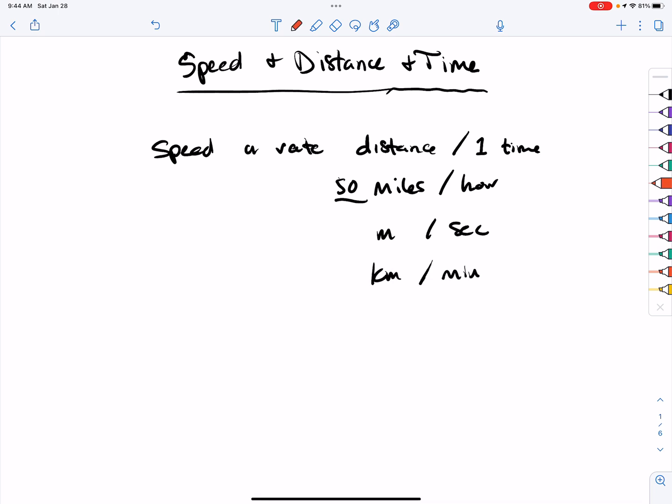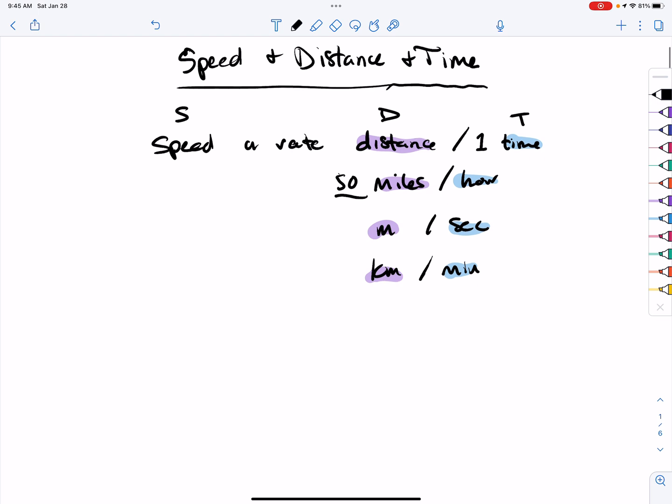But no matter what, you always have some sort of unit for distance. So miles, meters, kilometers, centimeters, feet, yards, any of those, per some unit for time. So we have hours, seconds, minutes, days, years. Again, any of those units. So it's like a unit rate for those distances. And so as you can see, there is definitely speed, distance, and time. Those three pieces of information have a really interesting relationship and how they work together.